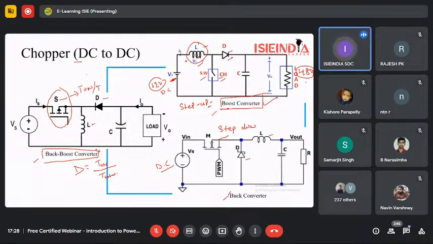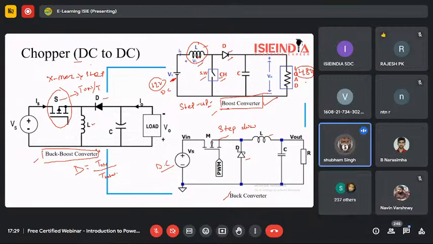We know that transformers also do step up and step down operation. But why do we use this boost converter and buck converter? We can get step up as well as step down operation from a transformer. Why are we using converters or choppers? Because transformers do not work with a DC voltage, because the frequency is 0.